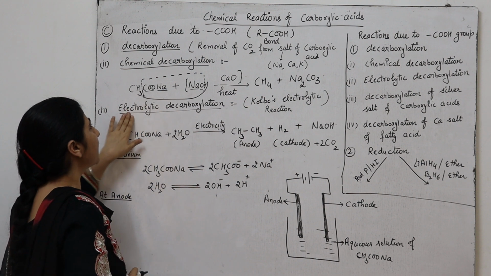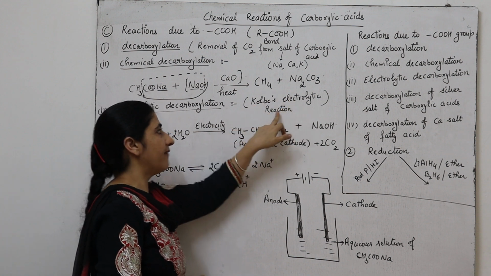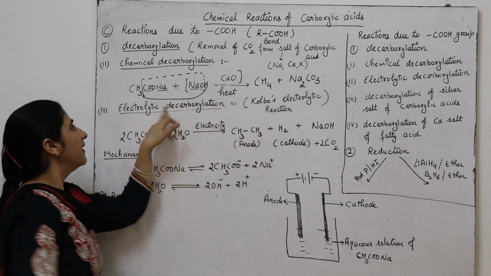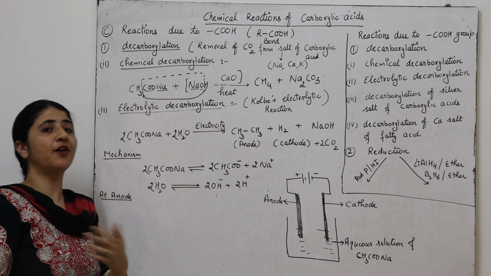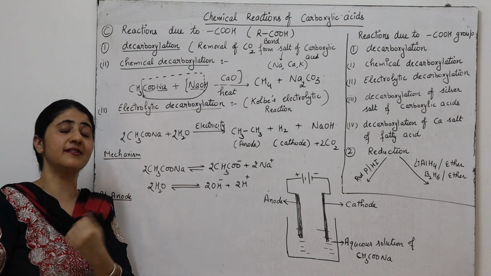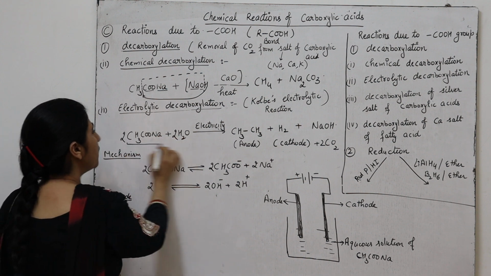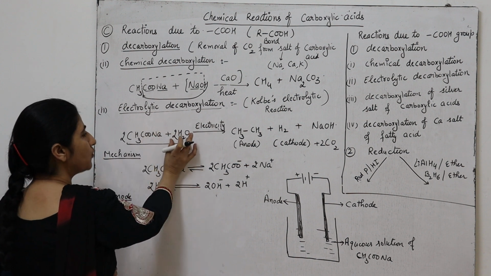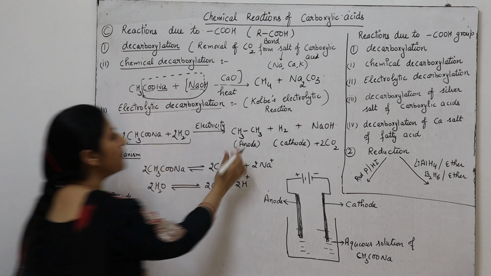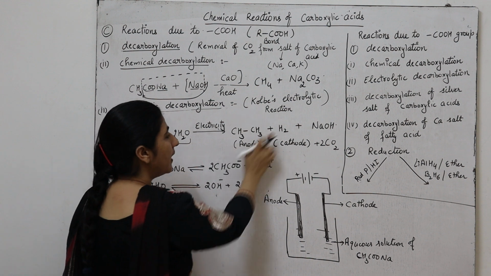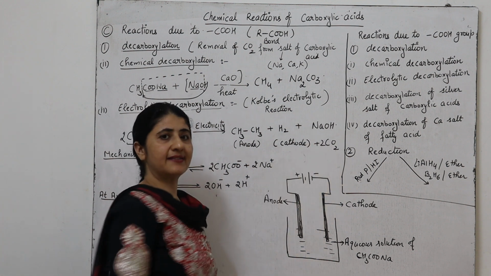The second type of reaction is electrolytic decarboxylation, also known as Kolbe's electrolytic reaction. Electrolytic decarboxylation means removal of carbon dioxide from the sodium salt of a carboxylic acid by passing electricity through it. Here we have an aqueous solution of sodium acetate, that is, sodium acetate plus water. After passing electricity through this solution, it forms ethane at the anode, hydrogen gas at the cathode, along with sodium hydroxide and carbon dioxide.